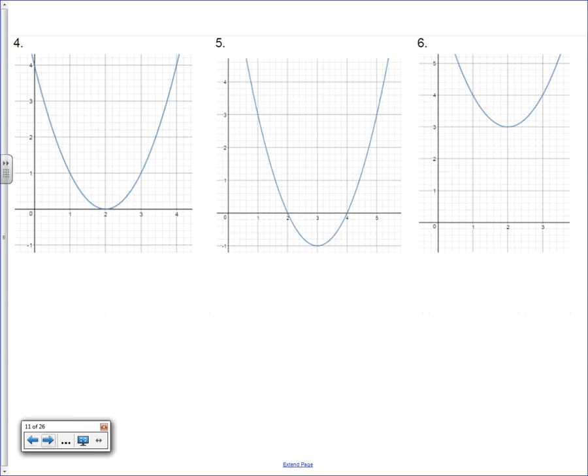Okay, moving on. We are going to the right 2 because my vertex is at 2, 0. So, what's my equation going to look like?